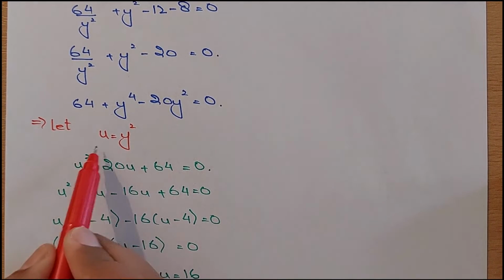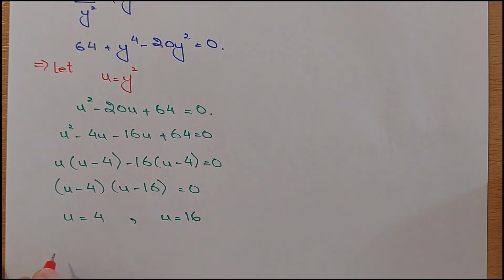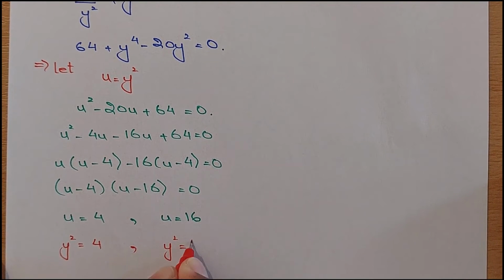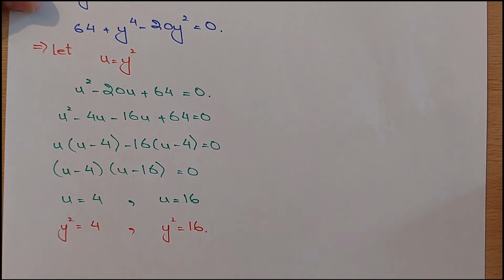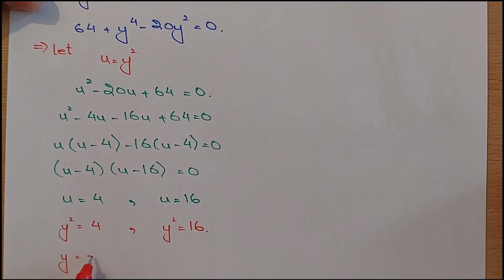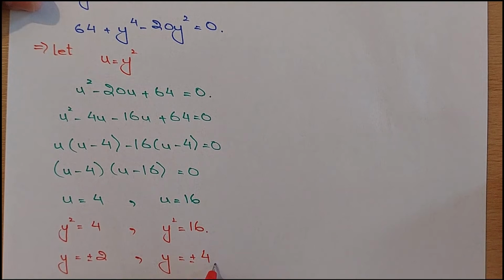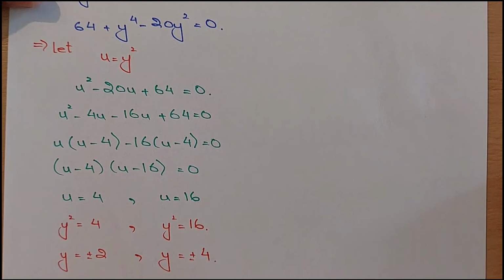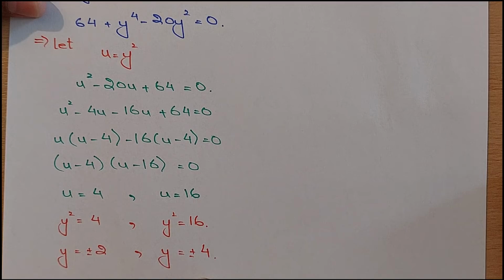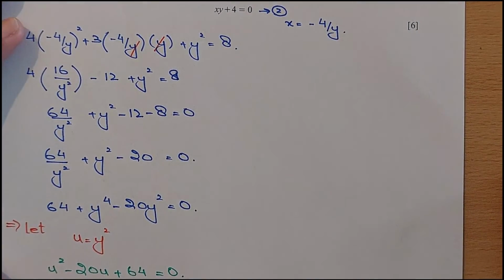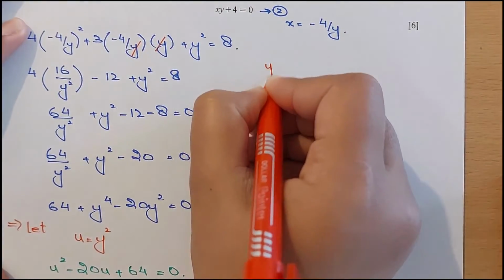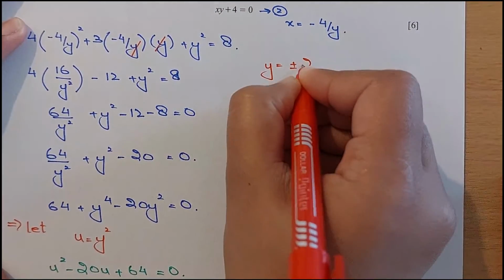Let me substitute back. u is y square, right? So here y square equals 4 and y square equals 16. To get the value of y, we take the square root of 4, y equals plus minus 2, and the square root of 16, y equals plus minus 4. Right, now we have 4 values for y, plus minus 2 and plus minus 4. Now let me substitute these values one by one into this equation to get the values for x. So y equals plus minus 2.